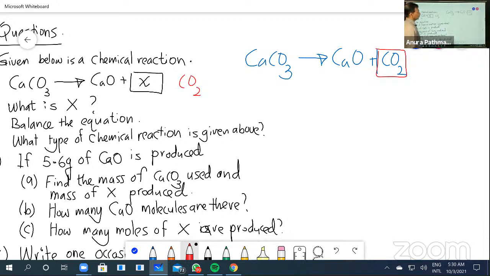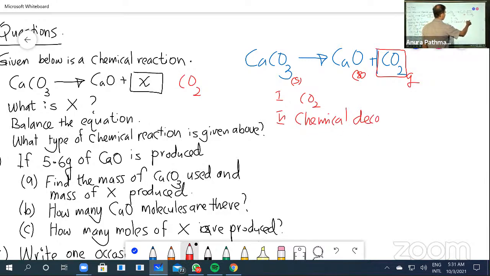Balance the equation. The equation is balanced: calcium 1, carbon 1, and oxygen 3. You can say solid, solid, and gas. What type of chemical reaction is given above? Decomposition. Chemical decomposition.